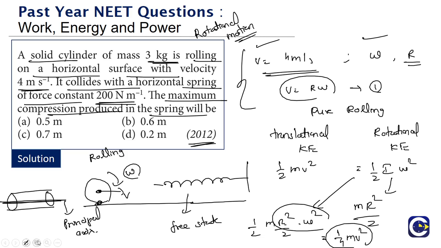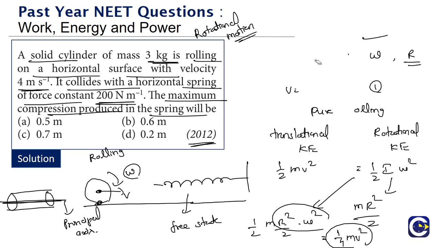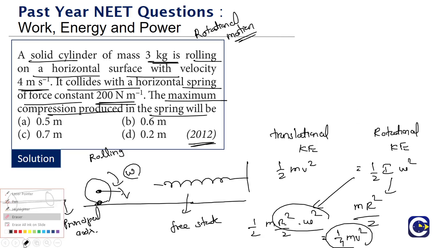So the cylinder which is rolling will have both translational kinetic energy as well as rotational kinetic energy. What is the translational kinetic energy value? Half mv square. And the rotational kinetic energy from this relation is 1 by 4 mv square. We have to keep in mind it is not always 1 by 4 mv square. It depends upon the moment of inertia of the object.